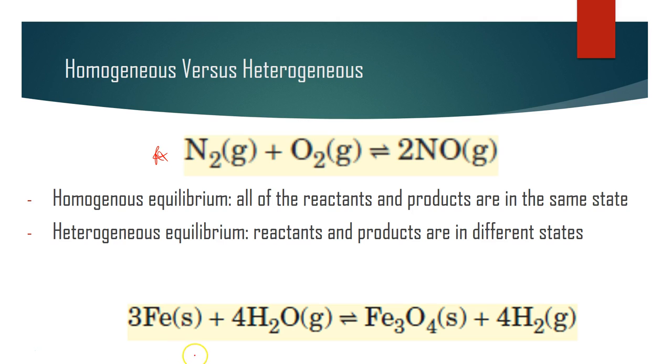So like this iron rusting, this redox reaction here, we have this iron reacting with water and forming Fe3O4 solid. We have mixtures of solids and gases, so this would be heterogeneous.